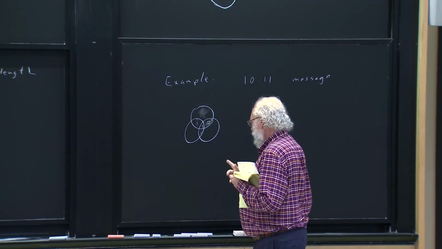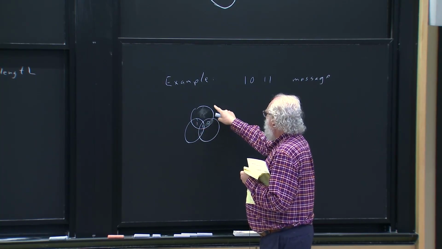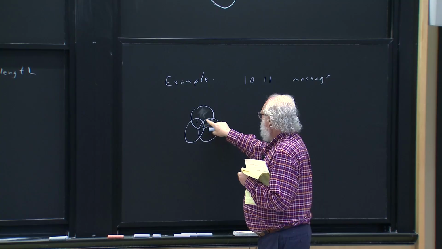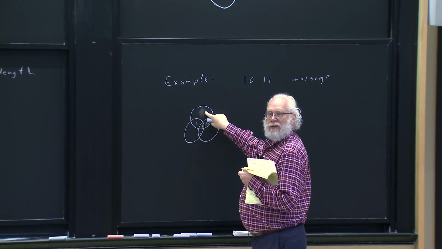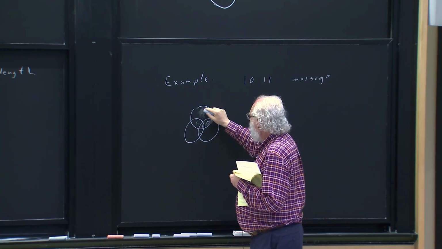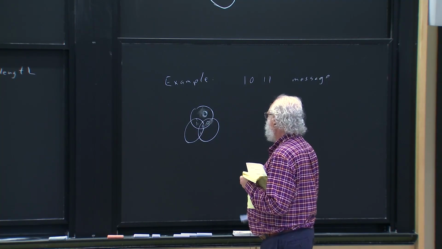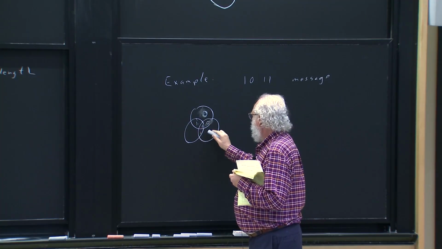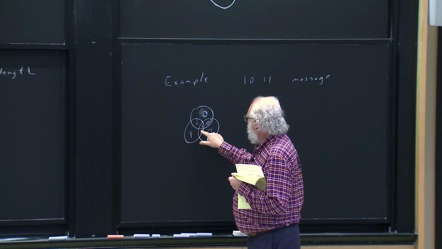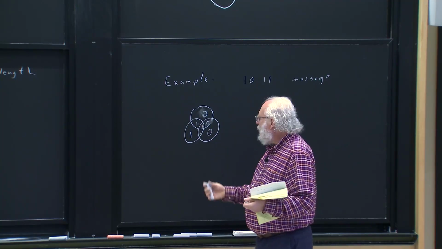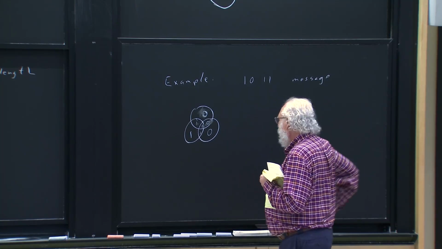Okay, so now we want to compute the parity check bits. So what we do is we put a bit in here so that the sum of the bits in this circle is even. So that would be 0 because 1 plus 1 is 0. And similarly, this is 0 because 1 plus 1 is 0. And this is 1 because 1 plus 1 plus 1 is 1. And we want to add a 1 to make it 0. Okay.